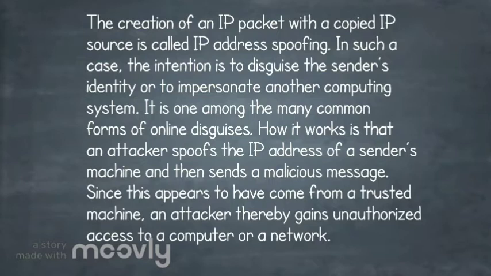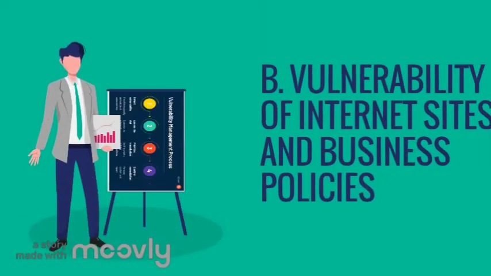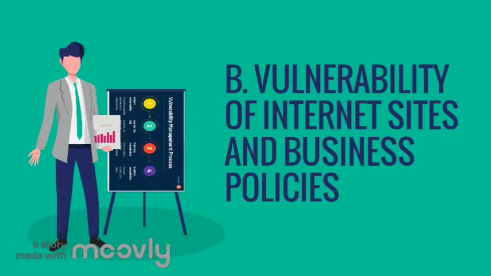In such a case, the intention is to disguise the sender's identity or to impersonate another computing system. It is one among the many common forms of online disguises. How it works is that an attacker spoofs the IP address of a sender's machine and then sends a malicious message. Since this appears to have come from a trusted machine, an attacker thereby gains unauthorized access to a computer or a network. Now let's proceed to the next aspect, which is the vulnerability of internet sites and business policies.